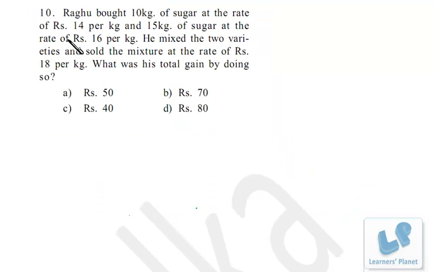Now let's try this one. Raghu bought 10 kilogram of sugar at the rate of 14 rupees per kg, 15 kilogram of sugar at the rate of 16 per kg. He mixed the two varieties and sold the mixture at the rate of rupees 18 per kg. So what we have to do first, we have to find out the cost price of the mixture. So by the method of alligation, we can do it very quickly. So this is actually 16 minus x, because x will lie somewhere in between 14 and 16, right? So this is 16 minus x, and over here it will be x minus 14.